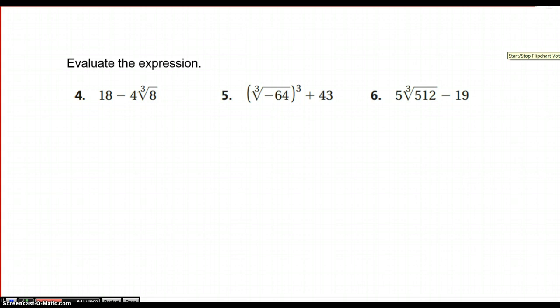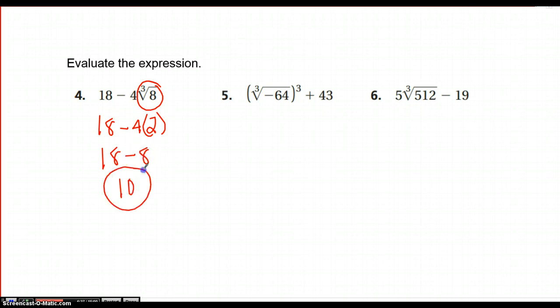Oh, you have 3 more. Okay, try these again on your own and pause it when you're ready. Okay, do the cube root of 8 first, and that's 2. So I have 18 minus 4 times 2. Then I do my multiplication, 18 minus 8, which gives me 10.